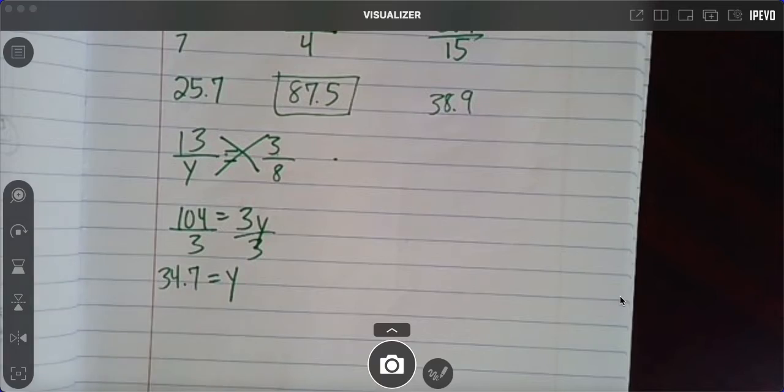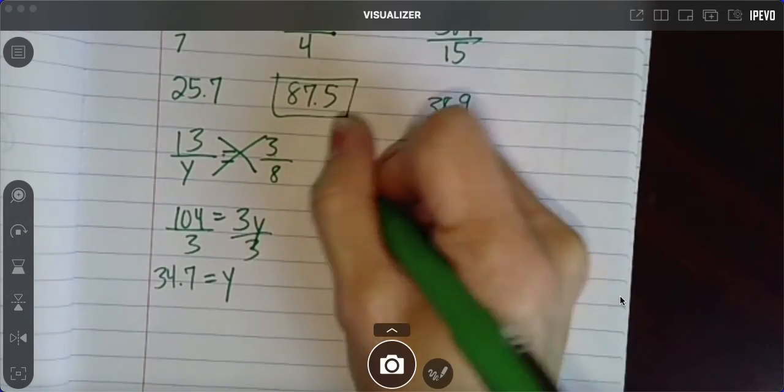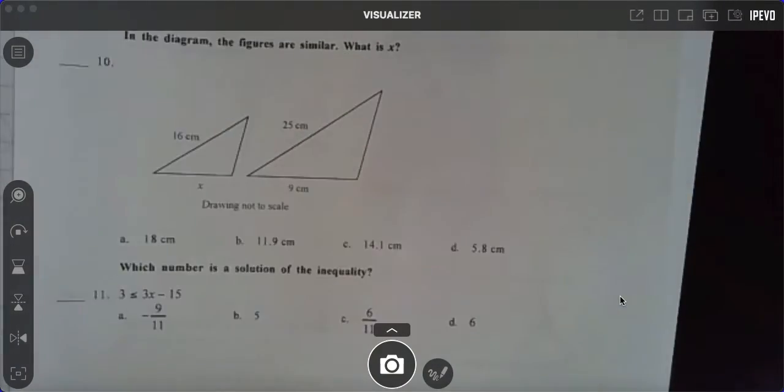Number 10. Oh, wait, do we have a question? I have question number 10. Okay, we'll get to number 10. Number 10, actually, I'm going to write it on this paper now.